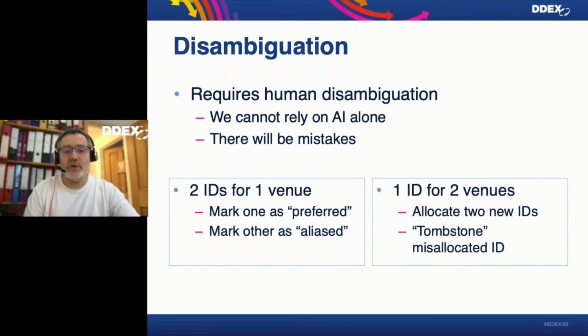There's a worst case where you have one ID for two venues, in which case you remove the wrong IDs from the system, or at least one. I would always suggest to remove the ID, allocate two new identifiers, and then mark the wrong one as being dead. It's not an identifier. It should never have existed, and you're done with it. So that is certainly an important process, needs to be catered for in the system, as well as in the standard, to how to deal with those things.